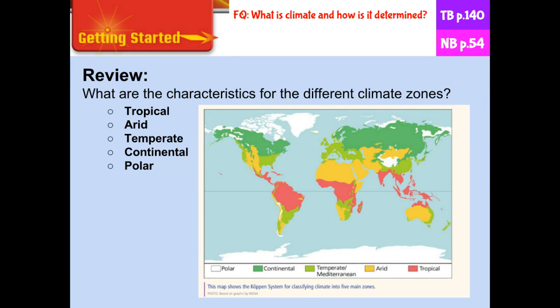Before we start today, we want to review the different climate zones from yesterday: tropical, arid, temperate, continental, and polar. Your map should look something like this. Should be colored in with the 5 different zones, and then you should have a key at the bottom. So you have a resource as to what zones are in what part of our world.